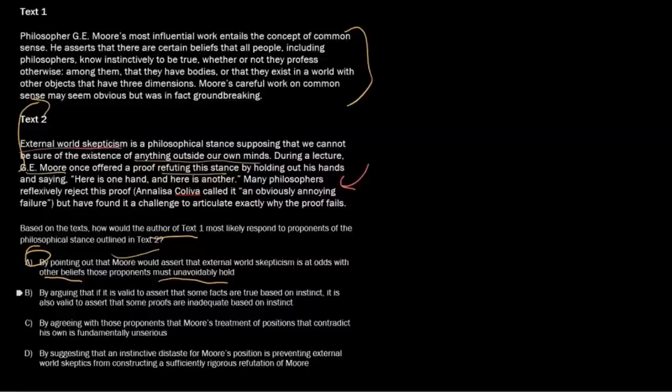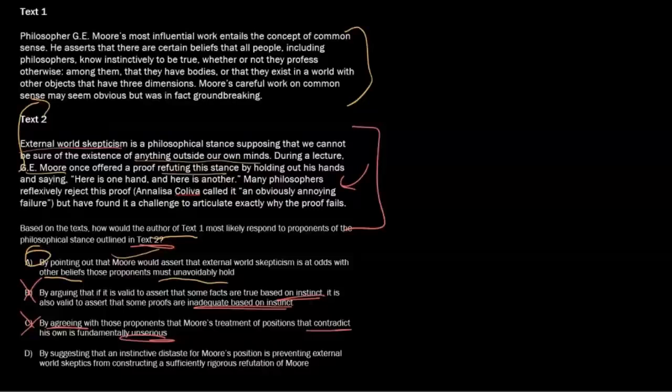But B, okay, so by arguing that if it is valid to assert some facts are true based on instinct, it is also valid to assert that other proofs are inadequate based on instinct. Well, this isn't really what he's offering up, okay? There's not too much on instinct here. The main choice is definitely not on instinct, and this one doesn't even really mention instinct, right? So he's not going to respond to text 2 by talking about instinct when text 2 didn't even talk about instinct. Now, choice C, by agreeing, he's not going to agree. We can just take this out right here, but with agreeing that proponents that contradict his own is fundamentally unserious, okay, that's not how somebody's going to argue. They're not going to say, oh, you're silly, right?